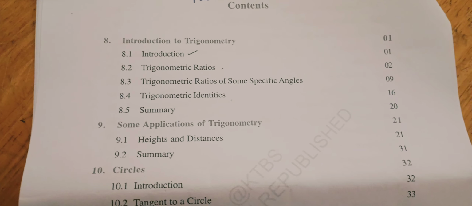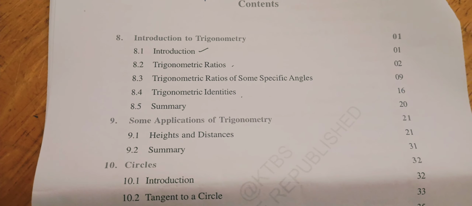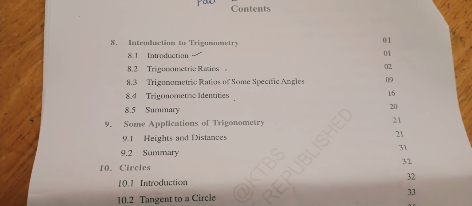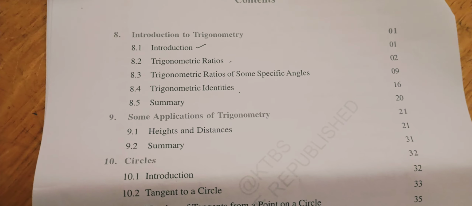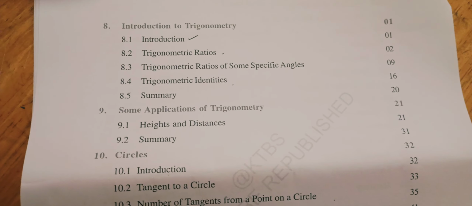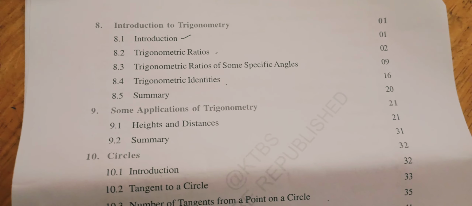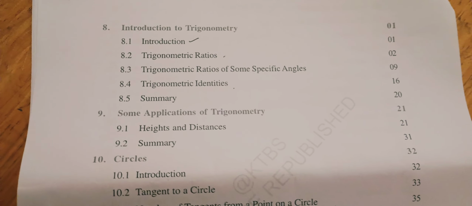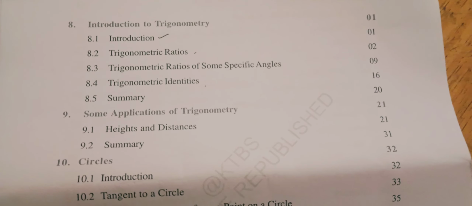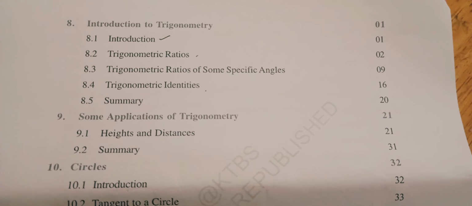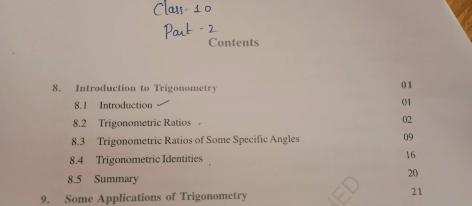That is, the first one is introduction of trigonometry. Second one is trigonometric ratios. Third one is trigonometric ratios of some specific angles. And the fourth one is trigonometric identities, and the summary of the whole chapter. Okay, we'll go step by step. So we'll start with the introduction to trigonometry.